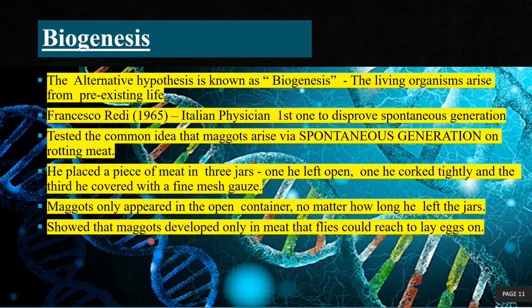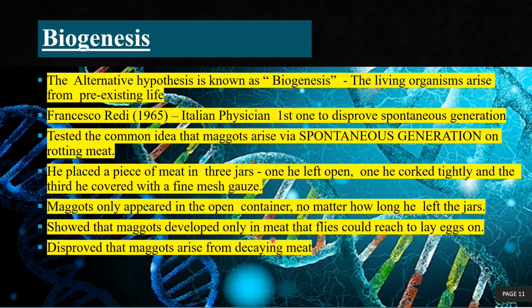So he concluded that maggots developed only in meat that flies could reach to lay eggs on. Since he left the jar open, flies came and laid their eggs on the meat, and from those eggs maggots came, and that is how life is generated, not because of some vital force which generated life in the decaying flesh. And that is how he disproved that maggots arise from decaying meat.